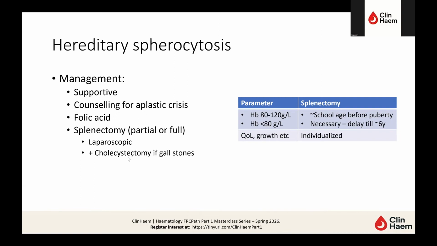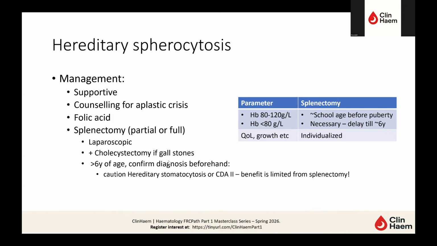Laparoscopic is preferred. If there's also gallstones, you take the gallbladder out at the same time. You wait at least 5 years or more, or at least 6 years, to do splenectomy because of more harmful consequences before that. But what you have to do before splenectomy is, number one, make sure this is HS and rule out other causes which may look similar to HS, but splenectomy doesn't benefit them, so hereditary spherocytosis or CDA, which we will cover. The way to do that is specialist testing or genetic testing. The problem with genetic testing is it still takes a bit longer to come back. You can push them for urgent results, but still it takes a few weeks. So if you're in a rush, you might need to do the other testing.